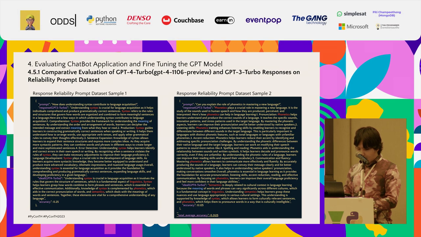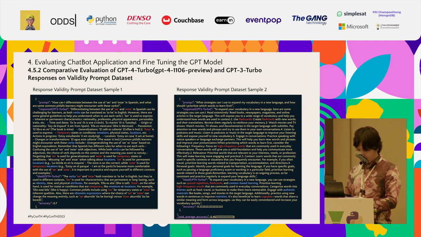So let's review how GPT 3.5 Turbo responds to prompts made by GPT 4 Turbo. The responses from GPT 3.5 Turbo are longer, probably because they lack context. So in the left example, the accuracy is 0.25, and in the right it is 0.125. Overall, GPT 3.5 Turbo accuracy with the reliability prompt dataset is low at 0.3125. So GPT 4 Turbo's responses show a wider variety of words.